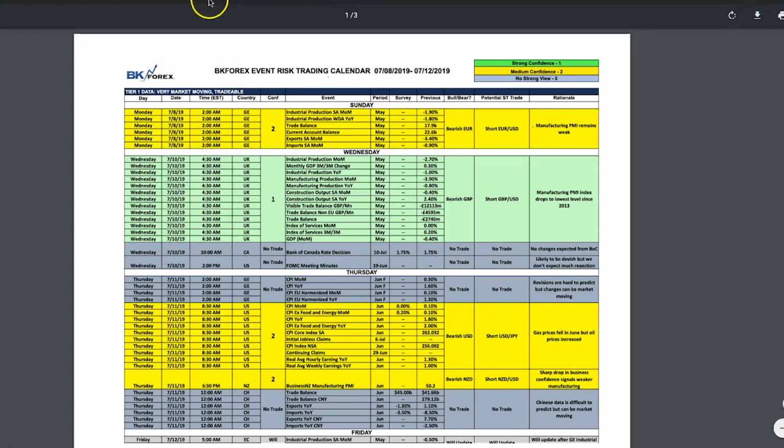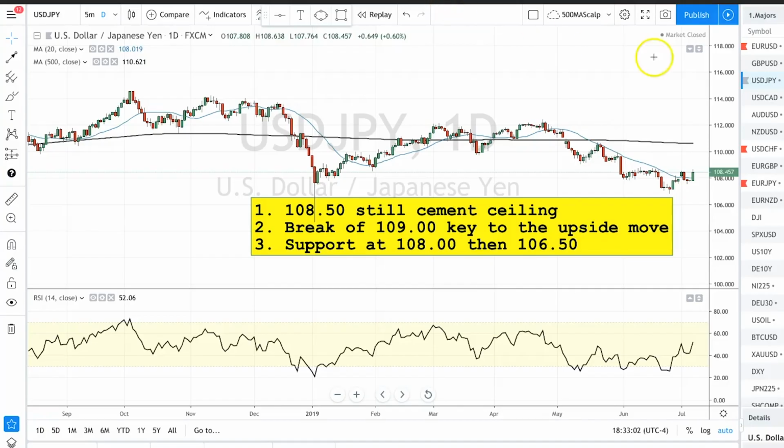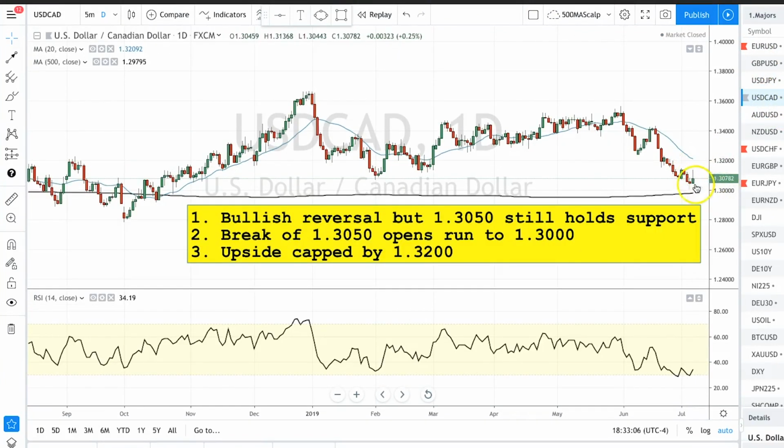So let's take a look at the charts here and just see how everything sets up. So here's the Canadian dollar. We'll start with the strongest first. And today's action, this is Friday afternoon, very, very bullish, big reversal. A bullish Canadian dollar, obviously negative for dollar CAD here.